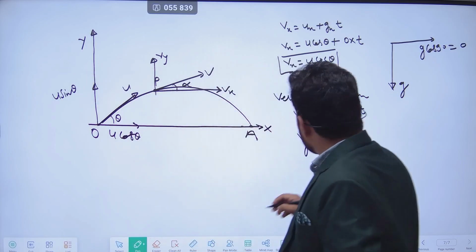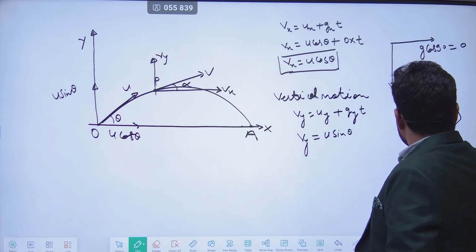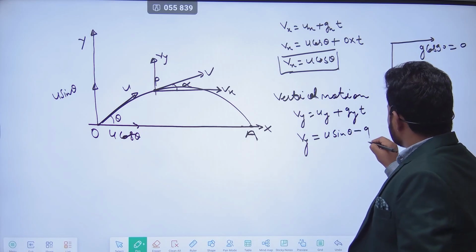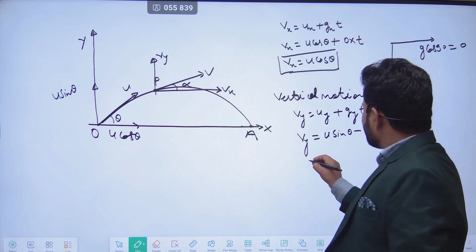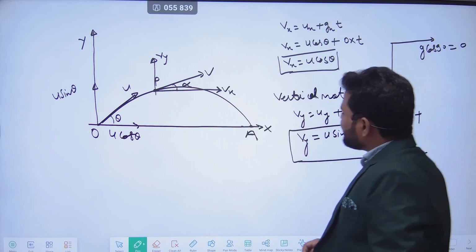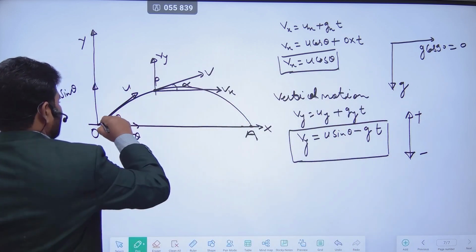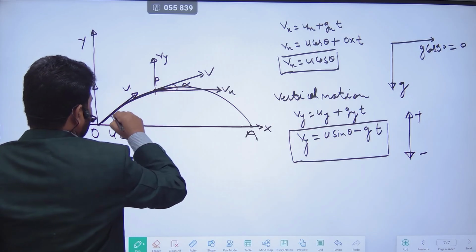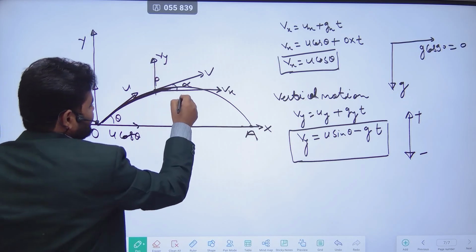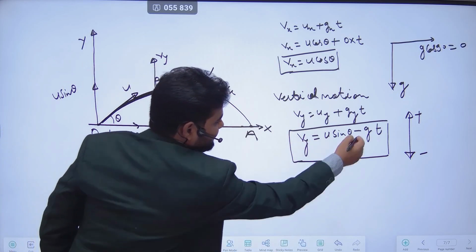So from here we can write u sine theta, and always consider that the upward direction is positive and downward direction is negative. So we'll get that the vertical motion depends on the time. During the first half of the projectile, the vertical velocity decreases, and during the next half, the vertical velocity again increases because of gravity.